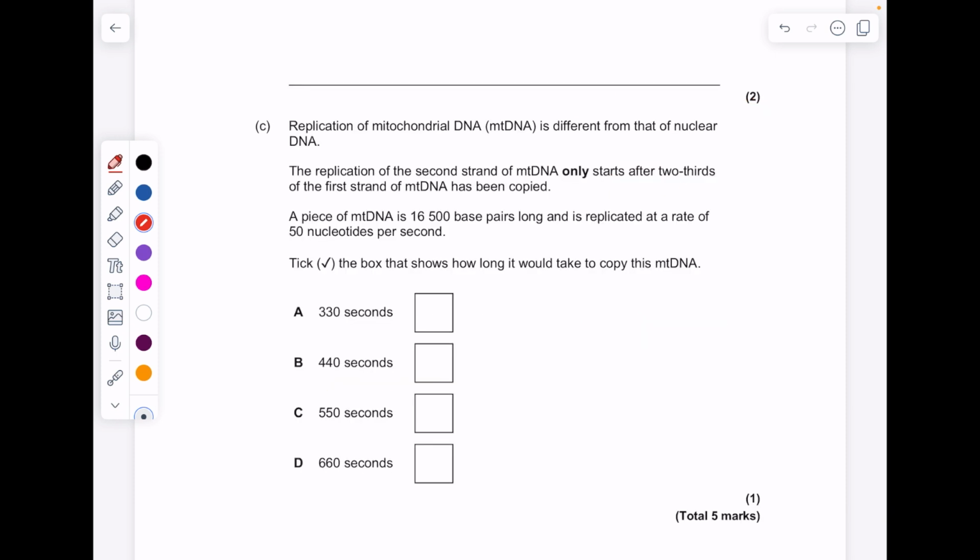Replication of mitochondrial DNA is different from that of nuclear DNA. The replication of the second strand of mitochondrial DNA only starts after 2/3 of the first strand of mitochondrial DNA has been copied. A piece of mitochondrial DNA is 16,500 base pairs long and is replicated at a rate of 50 nucleotides per second. Tick the box that shows how long it would take to copy this mitochondrial DNA.